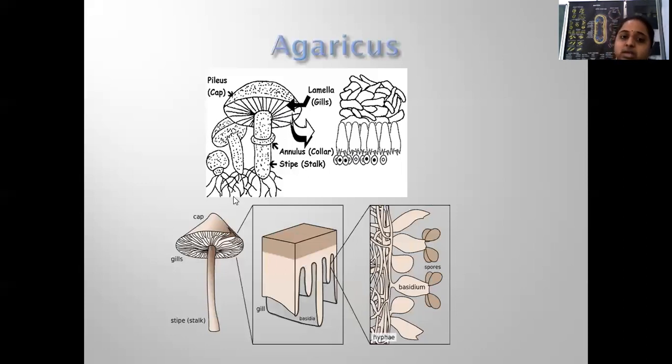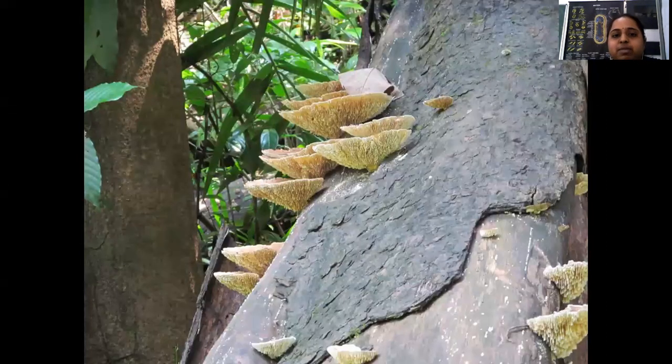It's a fungus. So you know that the fungus vegetative body is called a mycelium, which is made up of a network of hyphae. So this is Agaricus. This picture is clicked by me. This is also a mushroom, which is found on the bark of the tree. This is also a fruiting body which you can find.